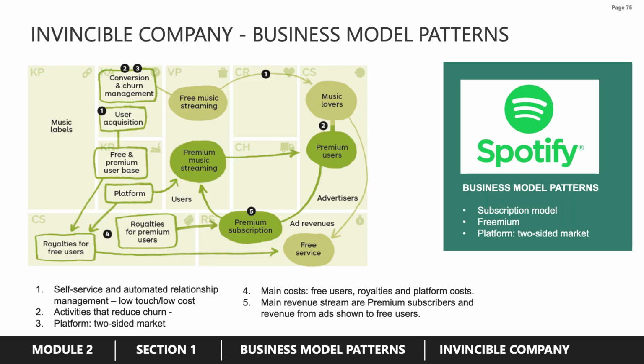On the flip side, we have the Invisible Company. What they look at is what's the approach, what's the business model pattern, and they use the business model canvas. So this is probably more familiar to us. Here we have the business model pattern for Spotify. Spotify uses a freemium model. Freemium means that it offers a free service to music lovers, but that model is funded by advertisers, so the revenue is offset by the money generated from ads.